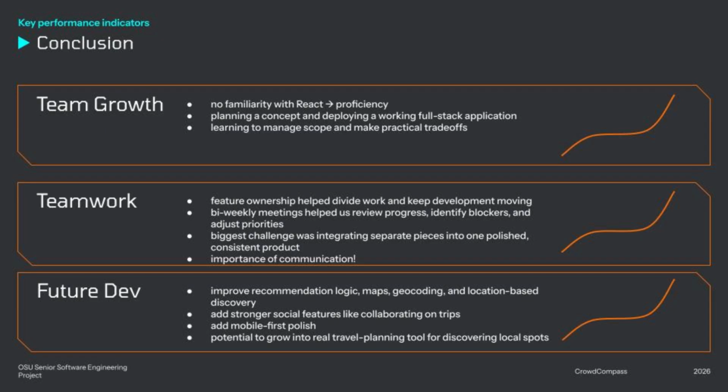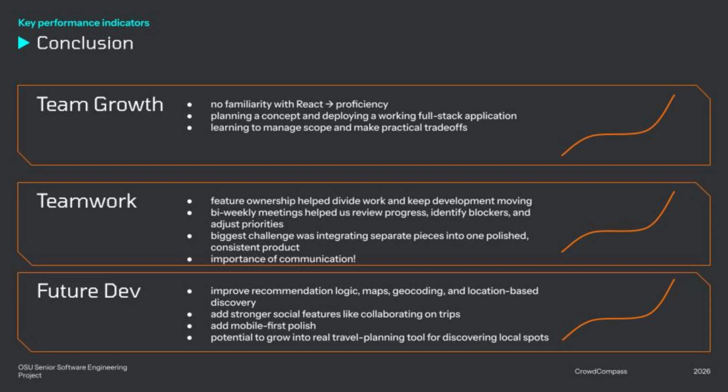This was the full arc of each of our team's fourth year studying computer science. We got to take an idea and build it into a working full stack application, which included planning phases, development, testing, and deployment. One of the biggest areas of growth for each of us was the technical aspect of things. At the beginning of the year, most of us had little to no familiarity with React, but by the end, we were able to build and refine a complete React front end connected to a back-end database and deployment pipeline. We also learned how to manage scope, make practical trade-offs, and focus on the features that mattered most.